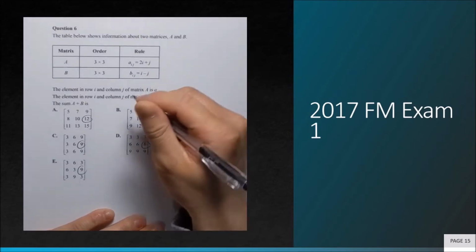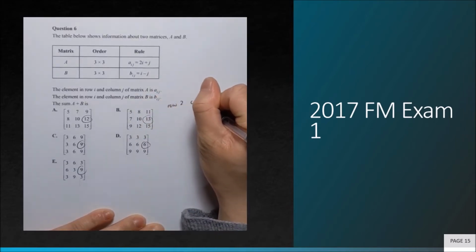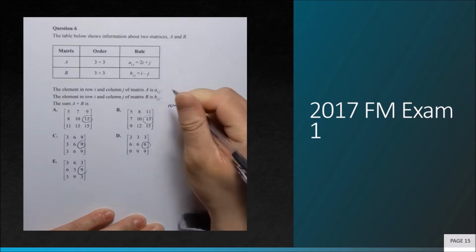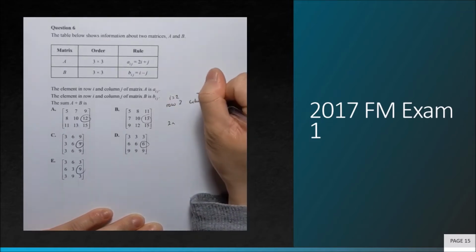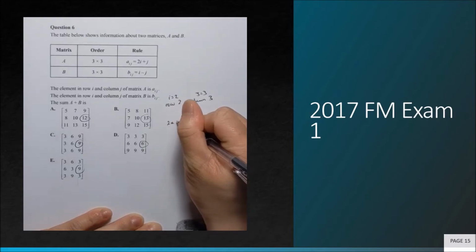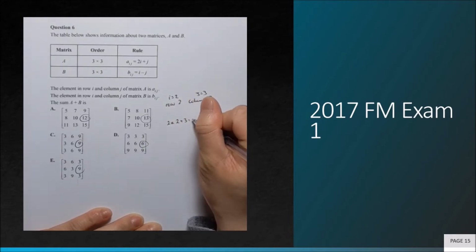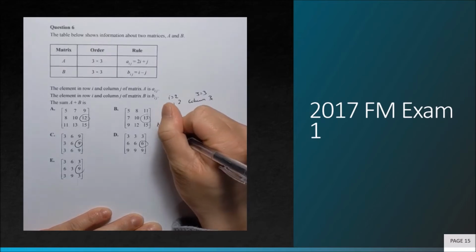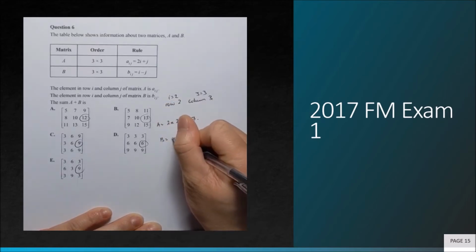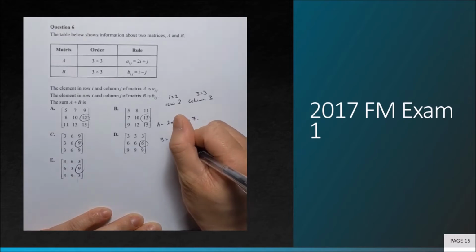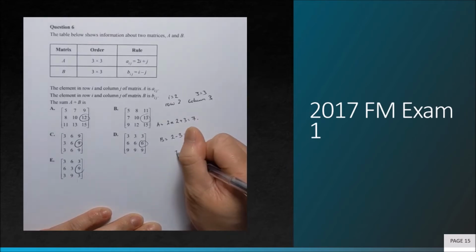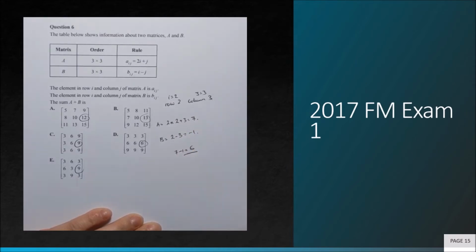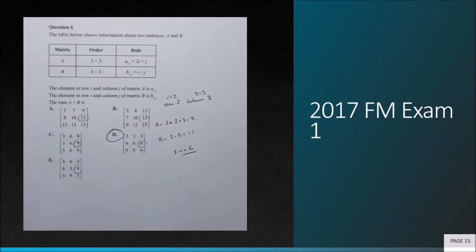So that number there is in row 2, column 3. So for matrix A, the formula is 2i plus j, so that means i equals 2, j equals 3. So I'm going to use 2 times 2 plus 3, which is 4 plus 3, which is 7. So that's for matrix A. For matrix B, it's i take away j, so i is 2 take away j, which is 3, which is negative 1. Then we need to add them together, so 7 minus 1 equals 6, which means our answer is most likely D.